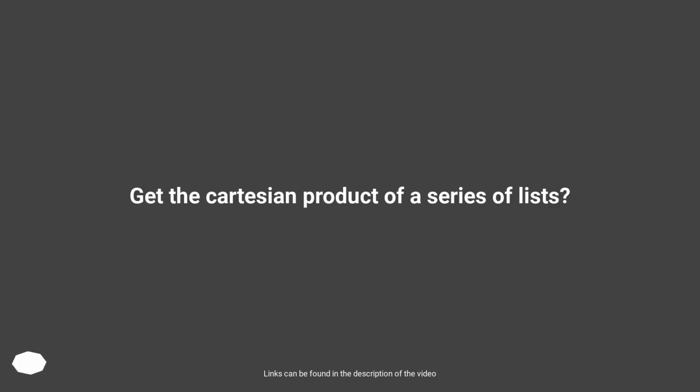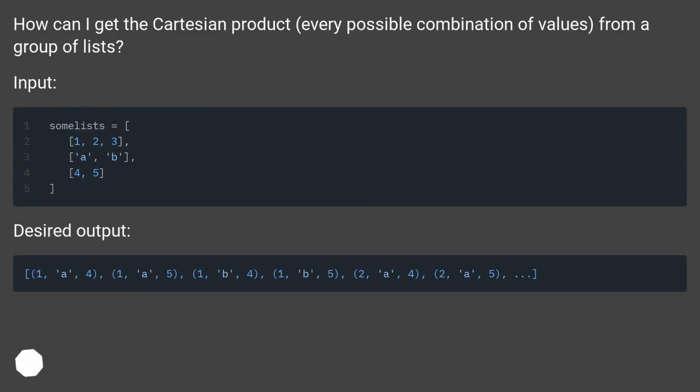Get the Cartesian product of a series of lists. How can I get the Cartesian product, every possible combination of values, from a group of lists? Input. Desired output.